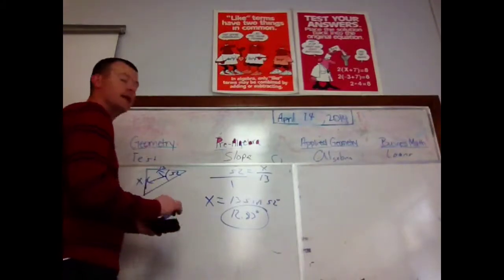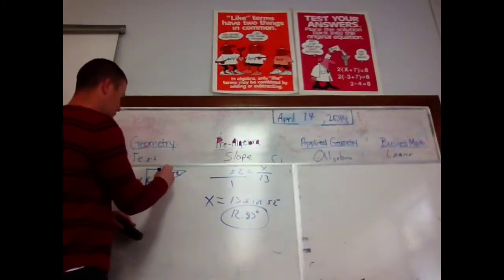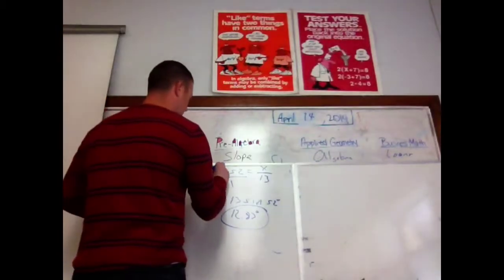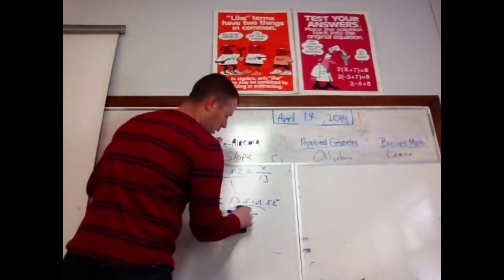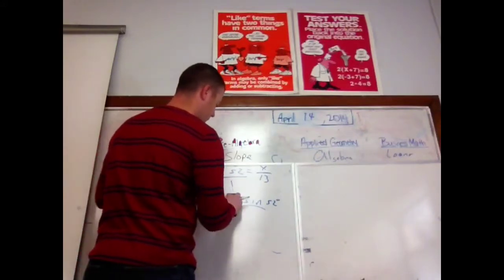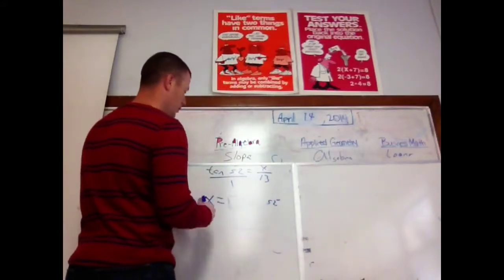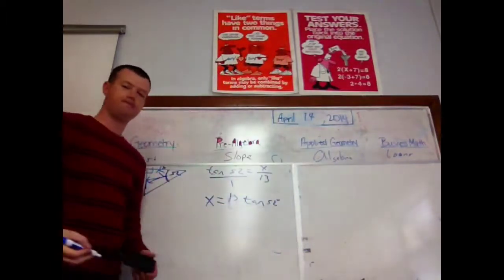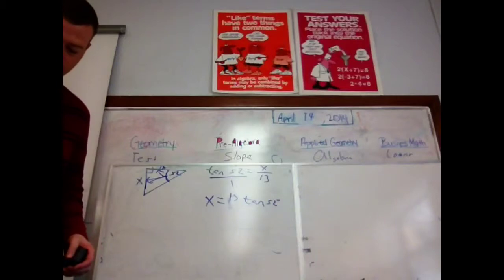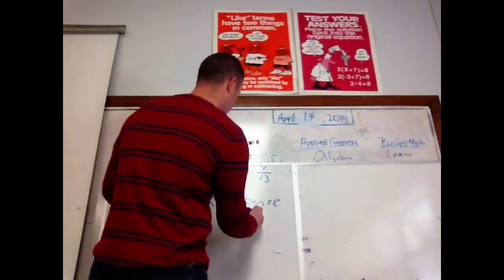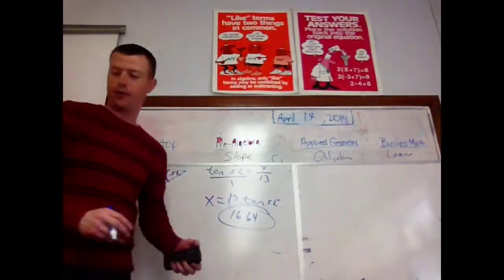Opposite over adjacent is tan, because we're talking about this angle. Opposite leg, this is right angle. Opposite over adjacent. So this should be tan. So we do this, it should be 13 tan 52. Alright, plug that in your calculator. 13 tan 52. 16.64 is our answer. And that's our answer for that one.